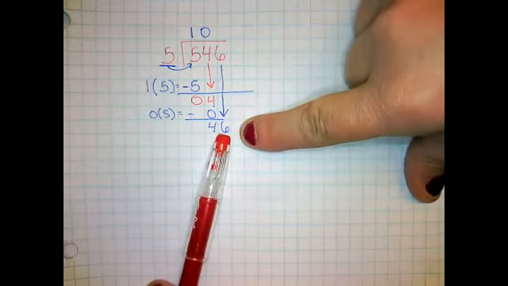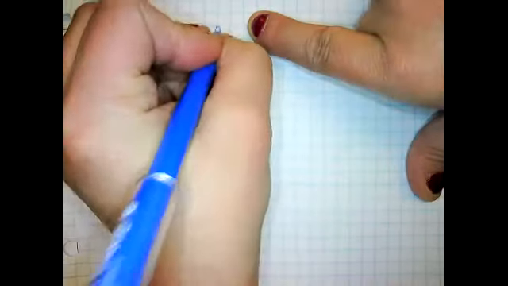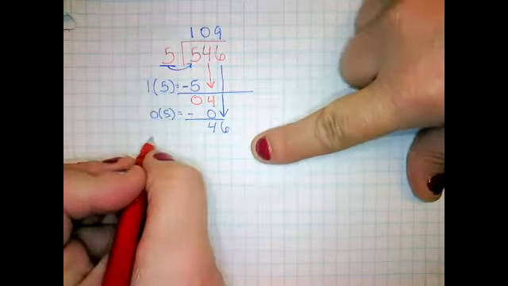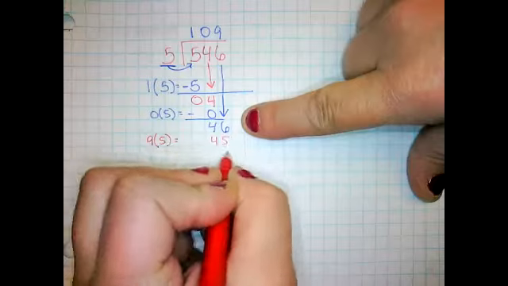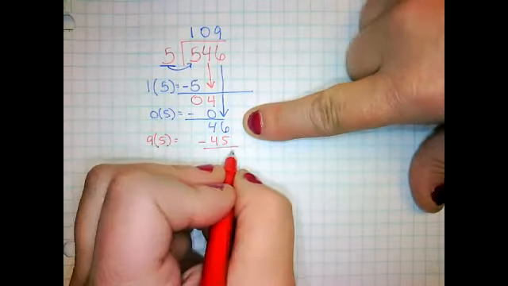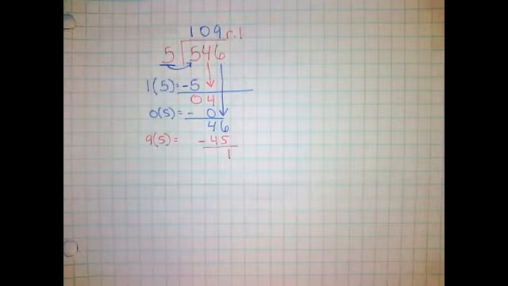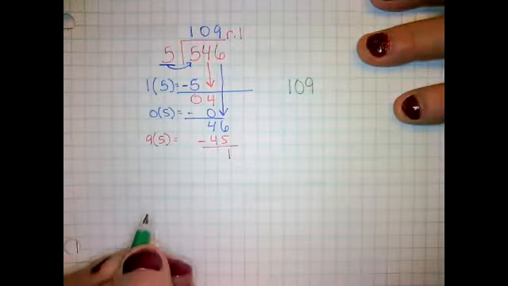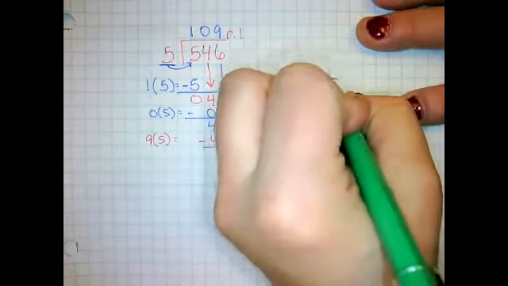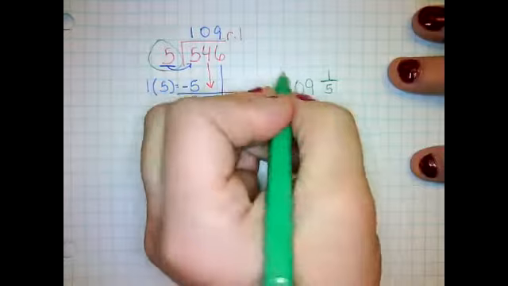So 5 times what gives me 46? Well, it's 5 times, let's write this in blue so it matches, 5 times 9. So now I'm going to multiply that 9 times that 5, and I get 45. I subtract those two numbers, and I get 1. So my remainder is 1. That's how you learned it in like the 4th and 5th grade, or you should have. But really what we have is 109 and 1/5. Okay, we write it over what we divided by. So that's our answer.